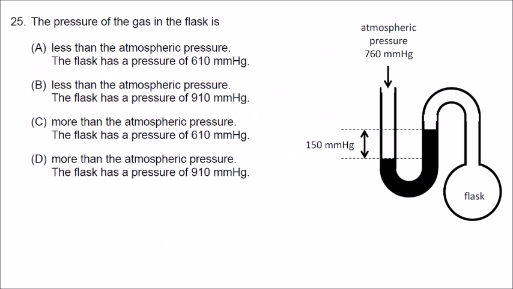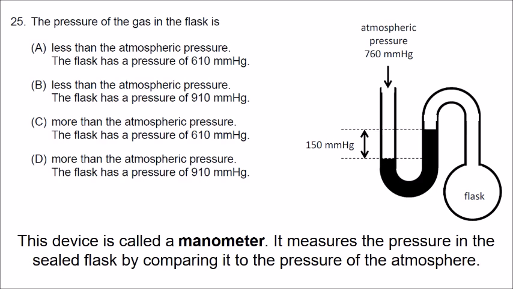Number 25. Now we have a picture of what a manometer looks like. It measures the pressure in a sealed flask by comparing it to the pressure of the atmosphere. So currently in the open tube, the pressure of the atmosphere is 760. So we have to consider the diagram and the different levels of mercury. Is the pressure in the flask greater than 760?